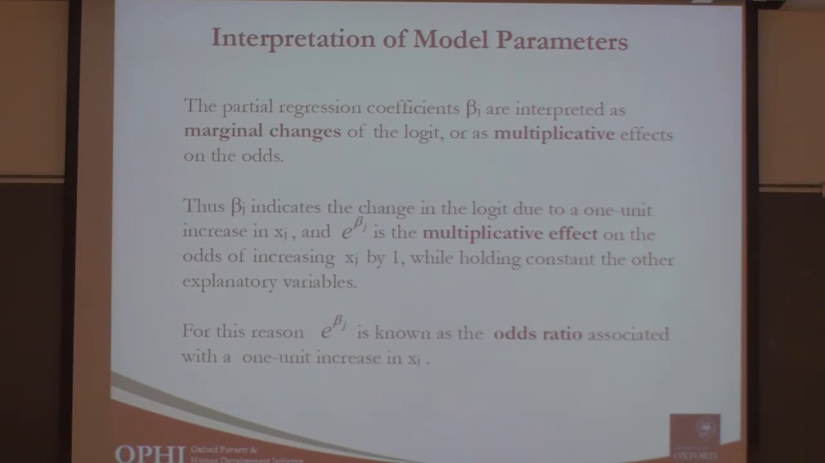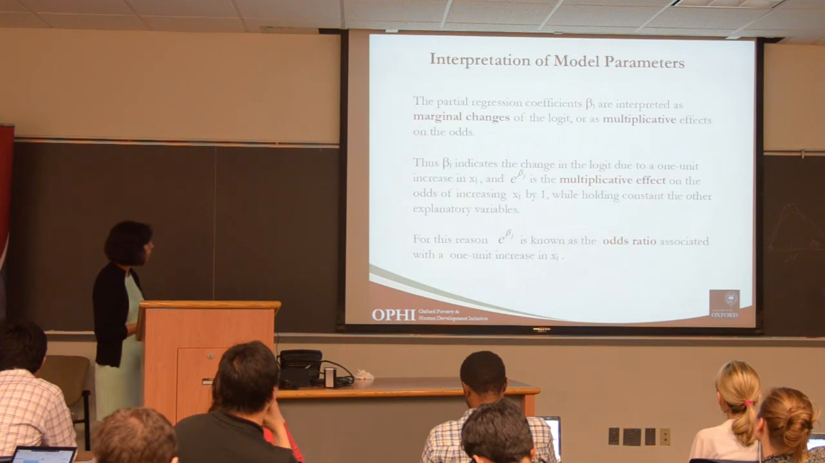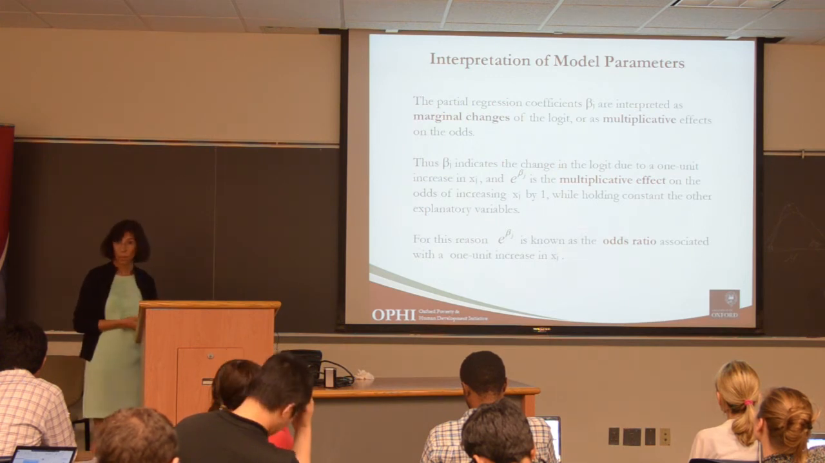Okay? The log of the odds is something else. So this beta j will indicate a change in the logit, which is the log of the odds, due to a 1 unit increase in xj, more or less in the same way we have interpreted the linear model. And e to the power beta j is the multiplicative effect on the odds of increasing xj by 1, while clearly holding constant the other explanatory variables.